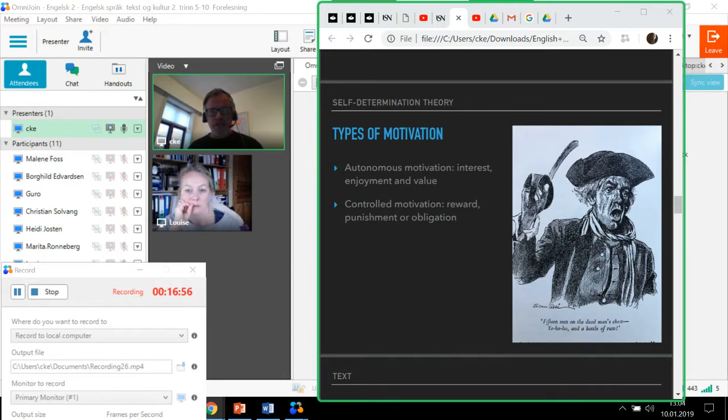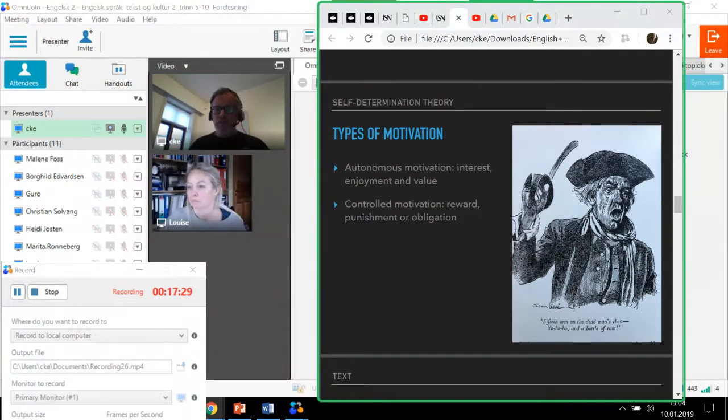Here you can see this guy over here is obviously strongly motivated in some direction. He's one of the pirates, by the look of him, from Treasure Island, saying 15 men on the dead man's chest, yo ho ho, and a bottle of rum. Now we might wonder whether he is autonomously motivated. Perhaps he just loves piracy. He enjoys being a cutthroat pirate, and he finds intrinsic value in it.